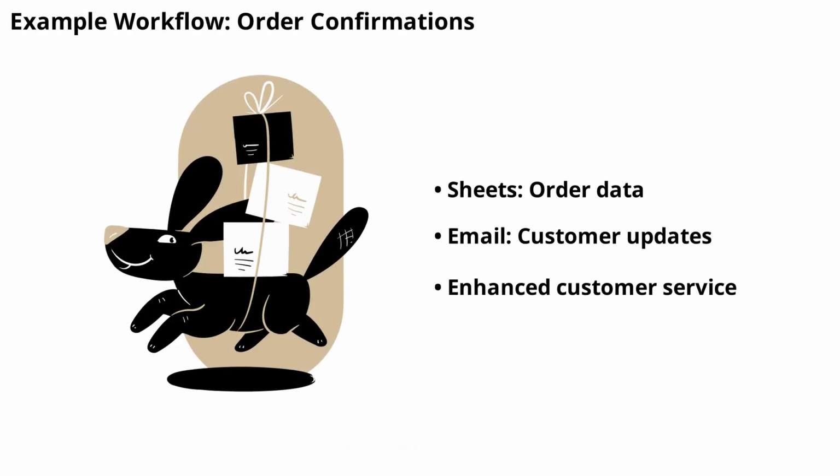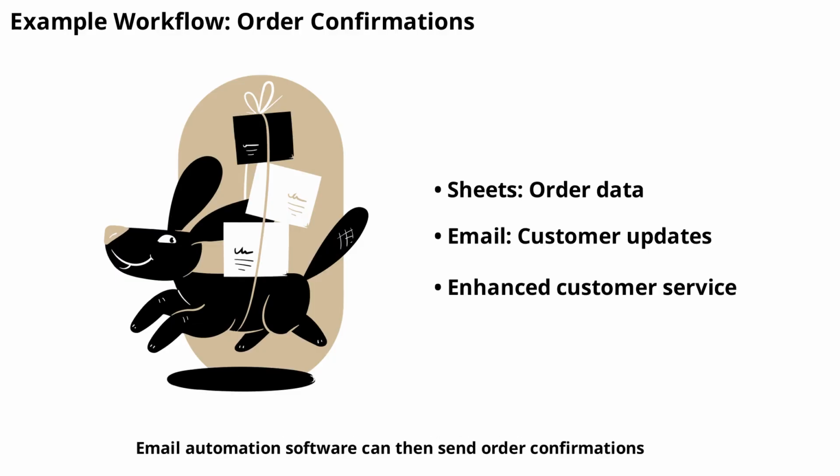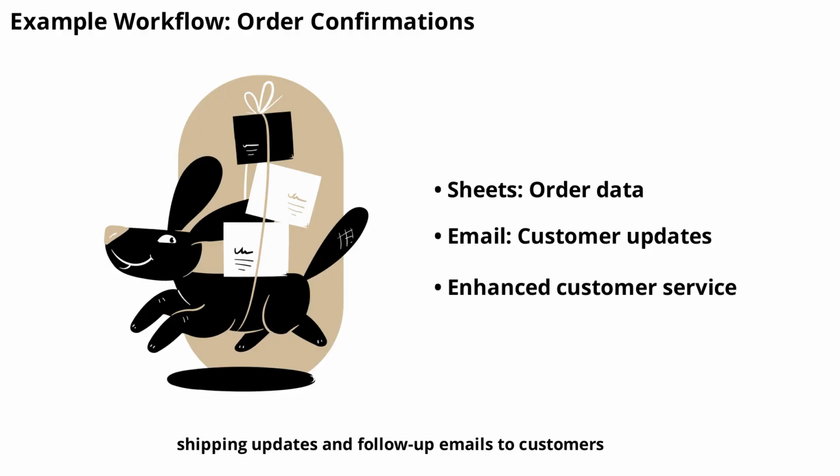For e-commerce businesses, order details can be stored in Google Sheets. Email automation software can then send order confirmations, shipping updates, and follow-up emails to customers. This ensures a professional and timely customer experience, with Sheets handling the data and email automation managing communication.